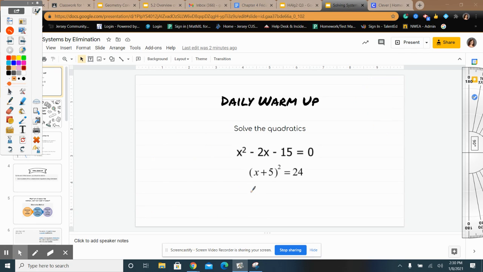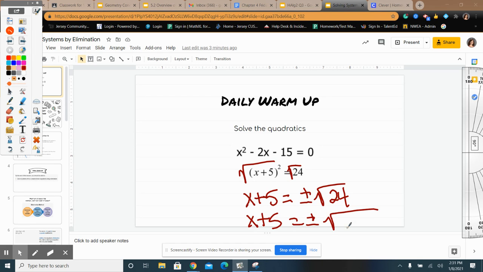On the second one, I'm going to go over the route of just getting x by itself. We're going to square root both sides. There's no reason to make it more complicated, and we get x plus 5 is plus or minus the square root of 24. You can break down square root of 24, and you should. So we'll change that to 4 times 6, which is 2 root 6.